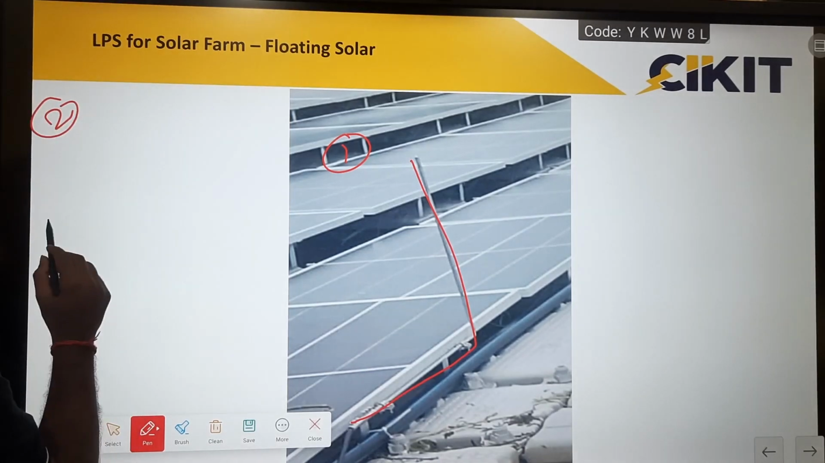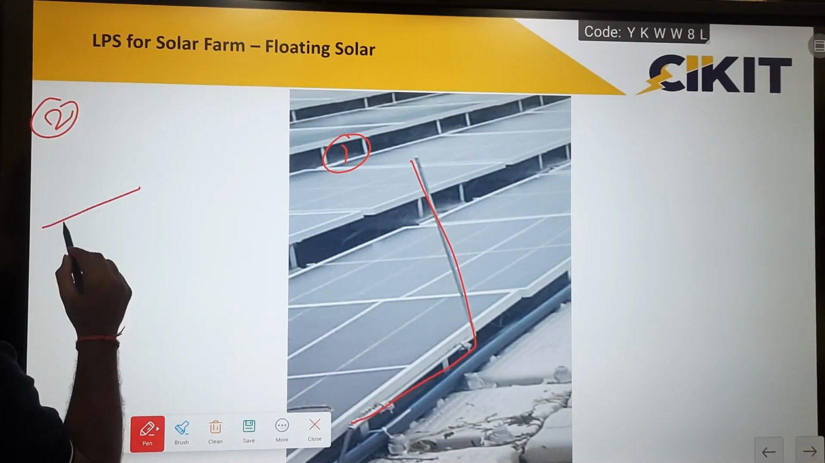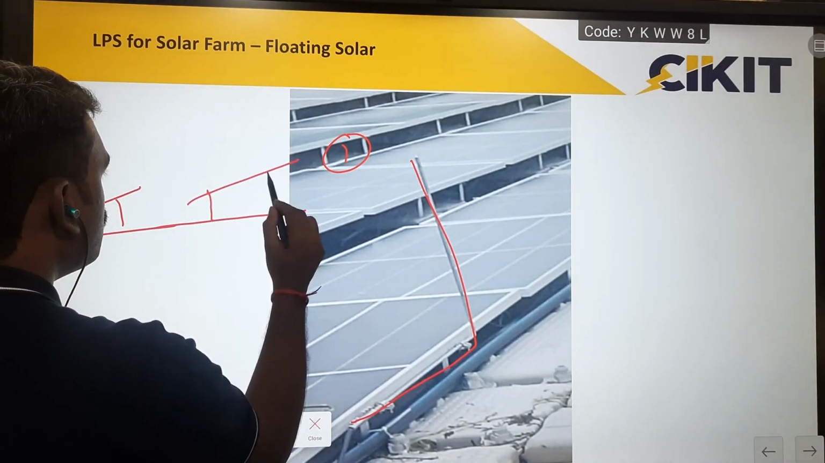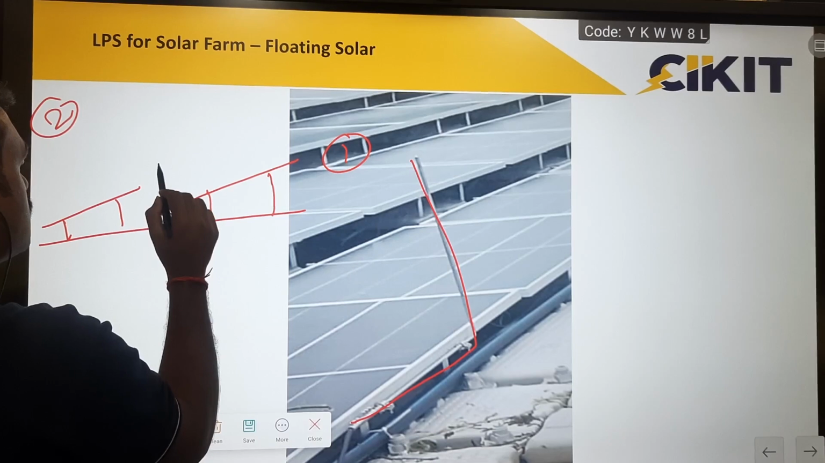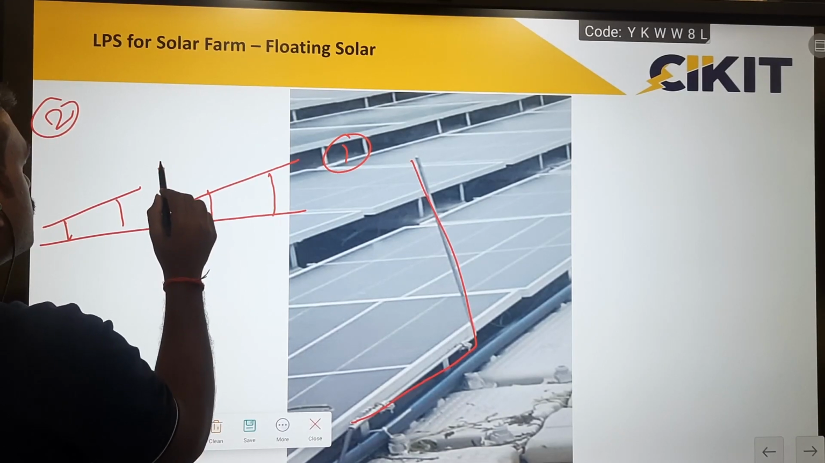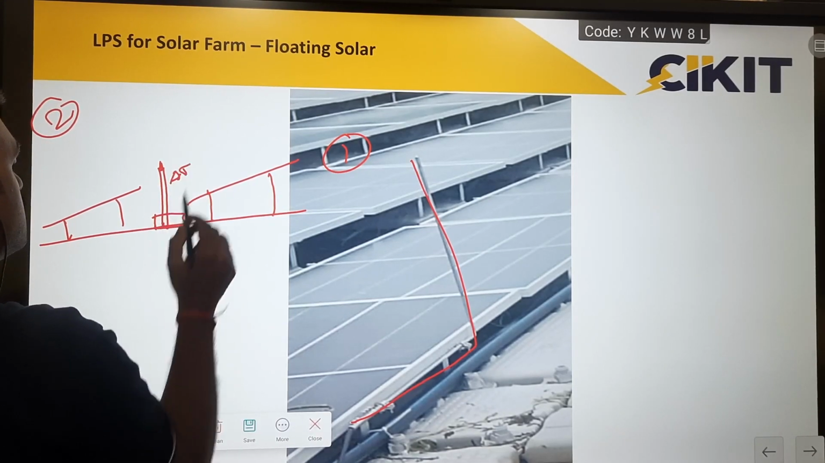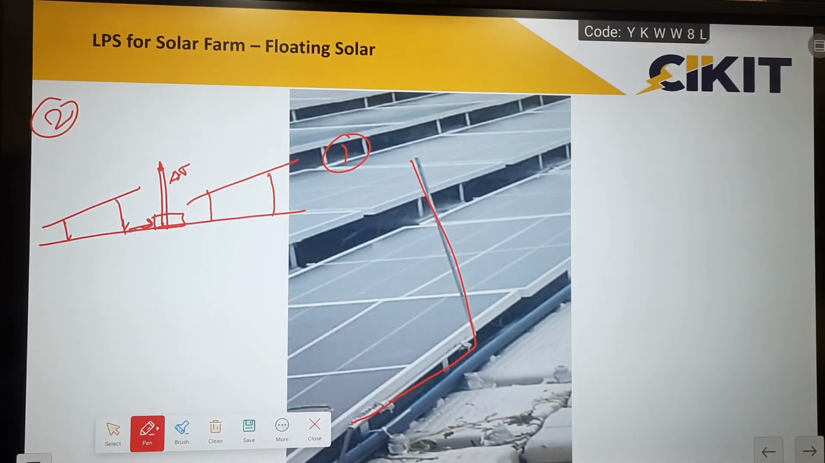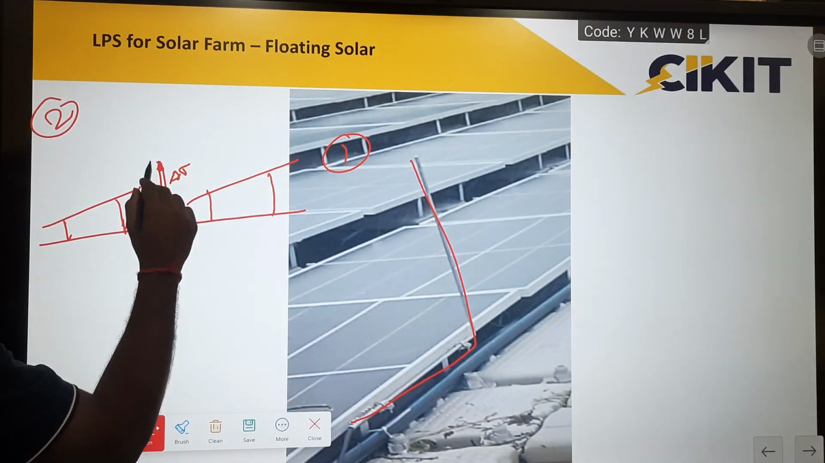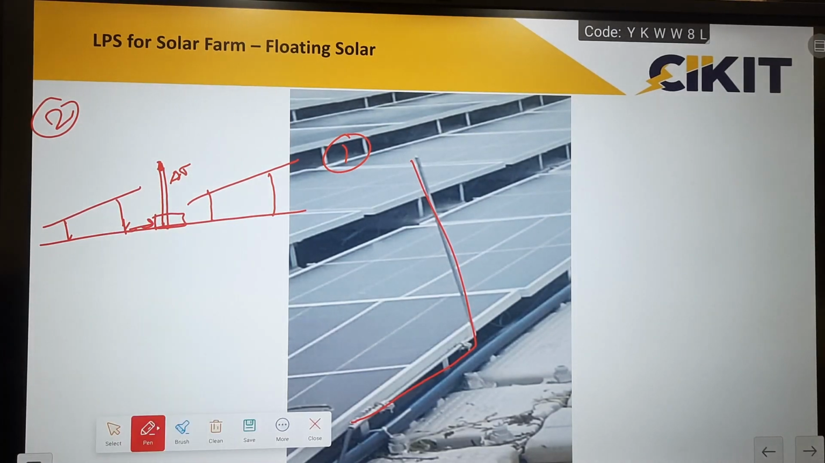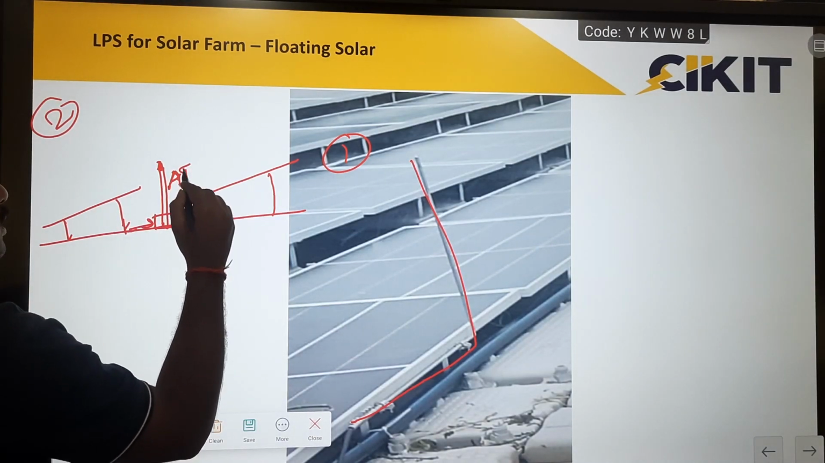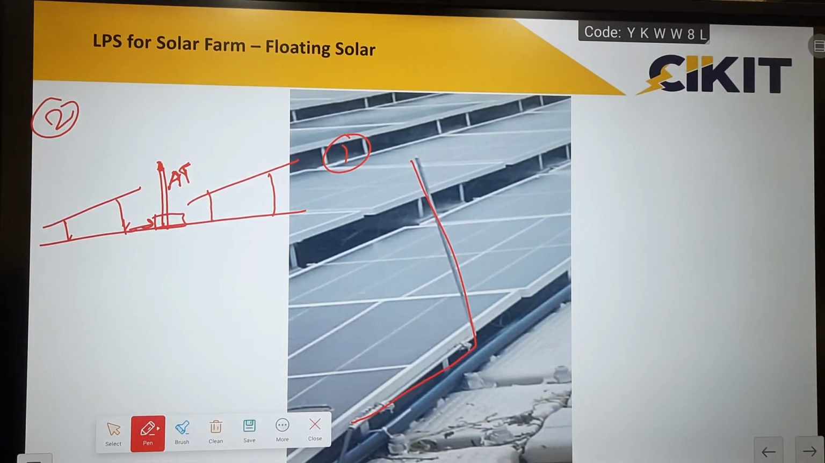In the other type, if you consider the float, the air terminal is installed separately. We provide some arrangements and install this air terminal separately. Here, this air terminal is isolated from the solar panels. We are not directly mounting this air terminal on the solar panels. We are providing some isolation between this air terminal and the solar panels. So these are the two types of arrangements that we can go for in floating solar.